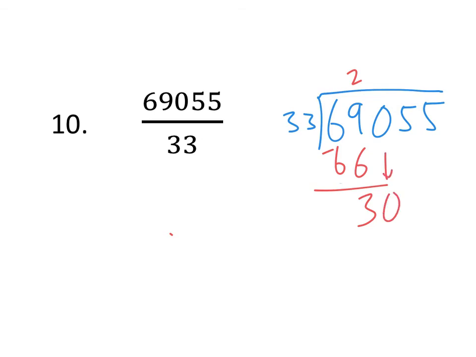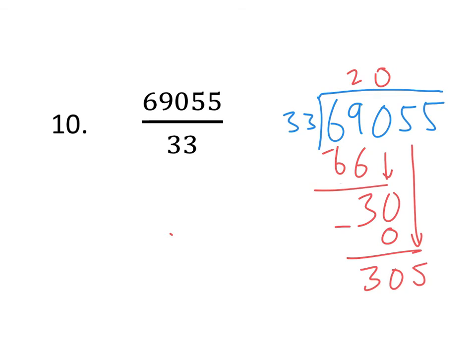Bring down the 0. Does 33 go into 0? No, it does not. 0 times 33 is 0. So we do this step when it doesn't fit. We still do the 0. We still subtract. And then we're going to get a 3-digit number.